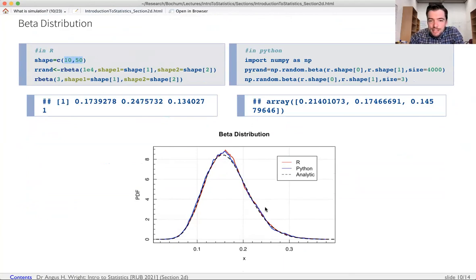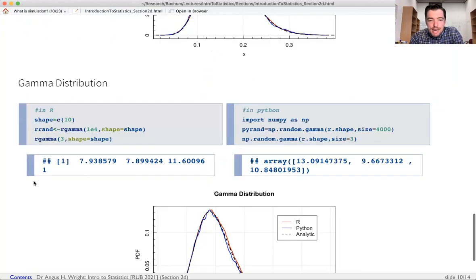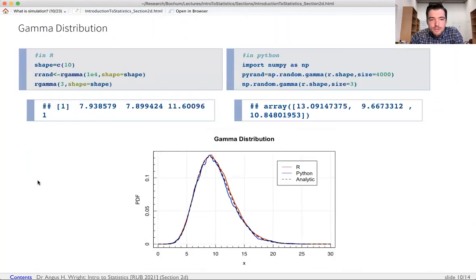And again, we get exactly the same behavior between R and Python using random beta in Python. And the last one is the gamma distribution, which is an unbounded distribution. So it goes off to infinity if you really let it. And here it's governed by a single shape factor. And I've just created rgamma for 1,000 draws and random gamma for 4,000 draws. And you end up with the 2 PDFs that you can see here.